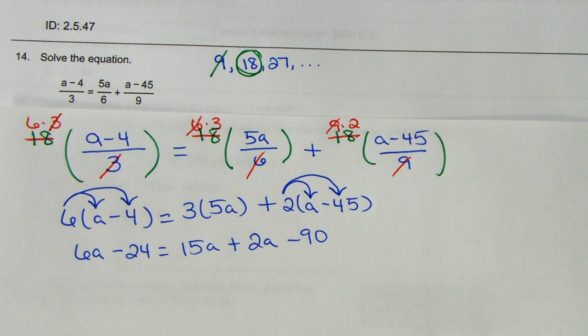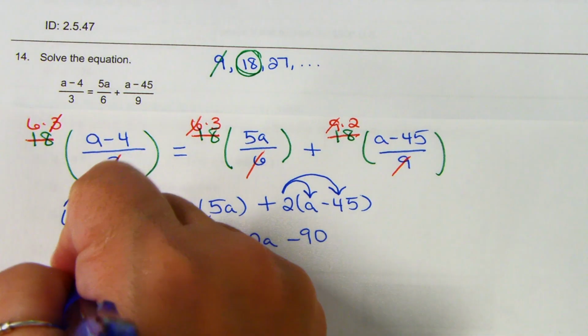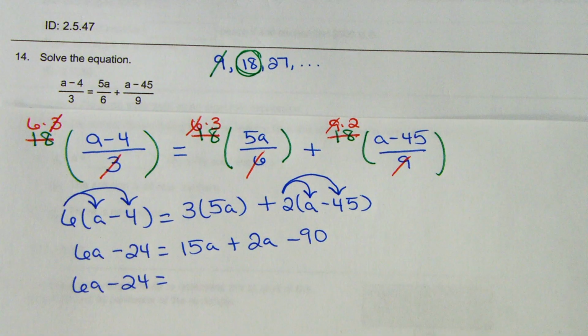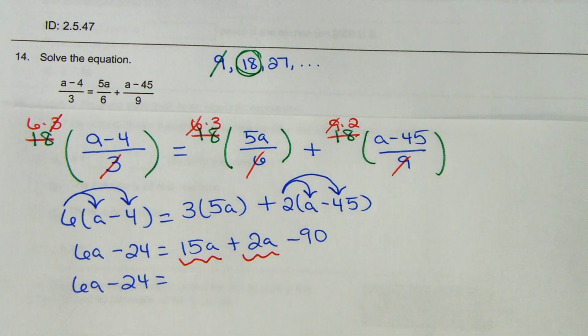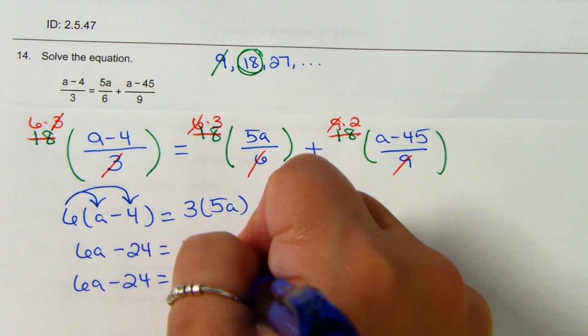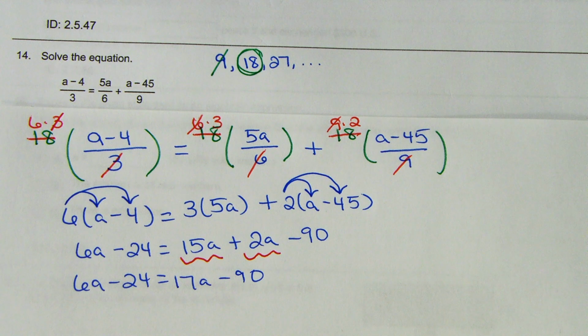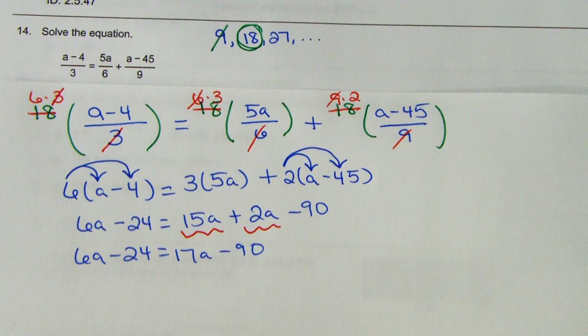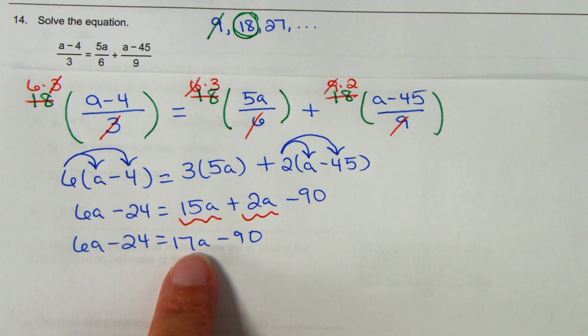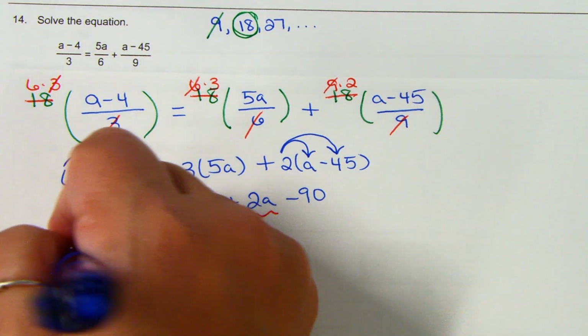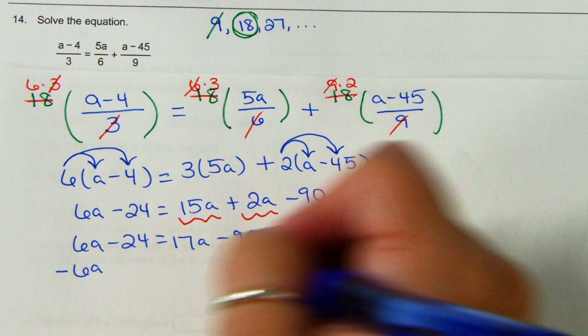I would much rather deal with this because this is all nice whole numbers, and I have a bunch of parentheses, and I can't do anything inside my parentheses. So I'm going to use my distributive property to get rid of my parentheses. 6 times a will give me 6a. 6 times a negative 4 gives me a negative 24. And here I can go ahead and do this as well, because it's theoretically getting rid of the parentheses, 3 times 5a will give me 15a. Plus I have 2 times a will give me 2a. 2 times a negative 45 will give me a negative 90.